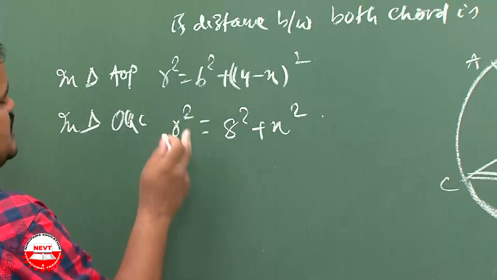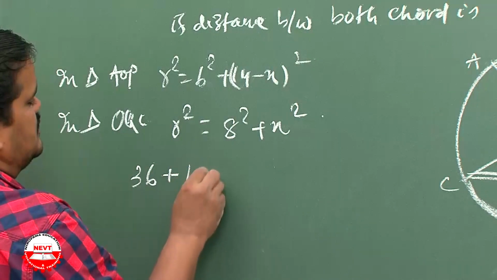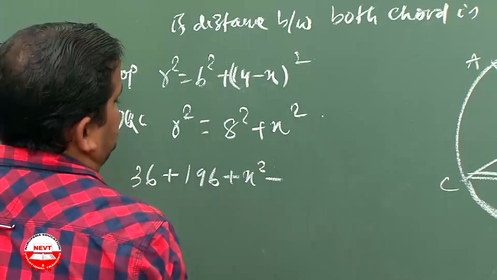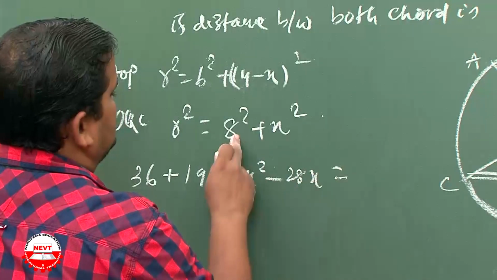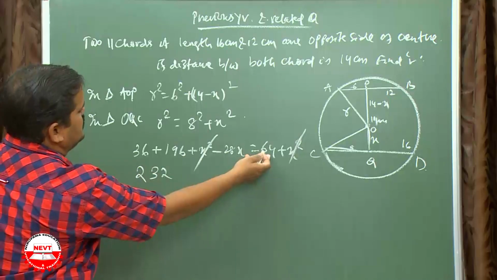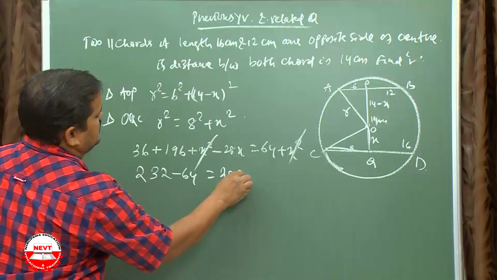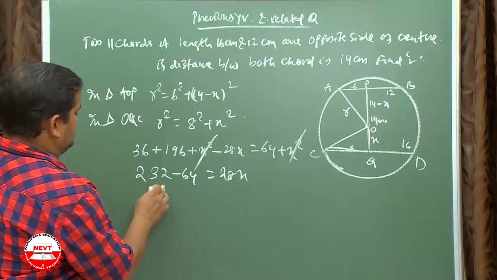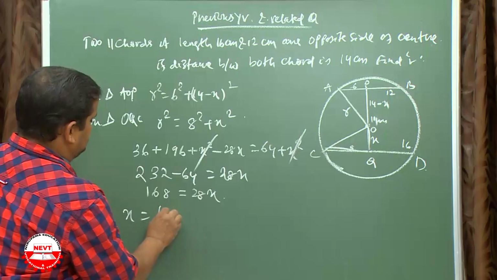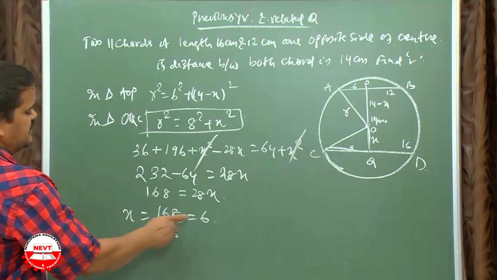So equating both, what we will get? This is 6 square, 36, plus 14 square is 196, plus x square minus 2 into 14 into x, 28x, is equal to 8 square is 64 plus x square. Okay? 232 minus 64 is equal to 28x. Bring this side. So this will be 168 is equal to 28x, or x is equal to 168 by 28 is equal to 6. So you got the value of x is 6.